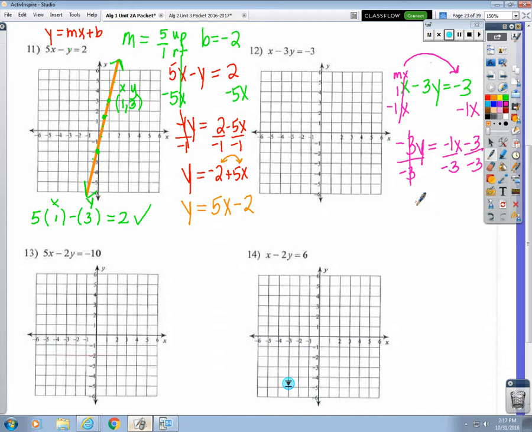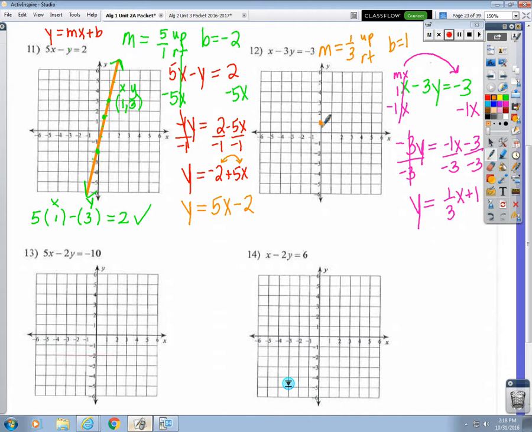Those cancel. Y equals negative 1 over negative 3, which is positive 1/3 x, and then negative 3. Okay, so now that we have it in slope-intercept form, we can identify the m and the b. What is the slope? So that means we're going to go... Okay, then b equals 1. So what do we need to do first?